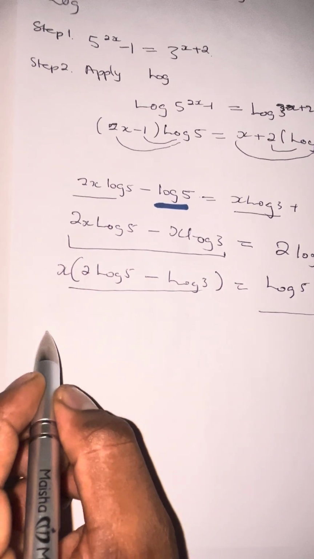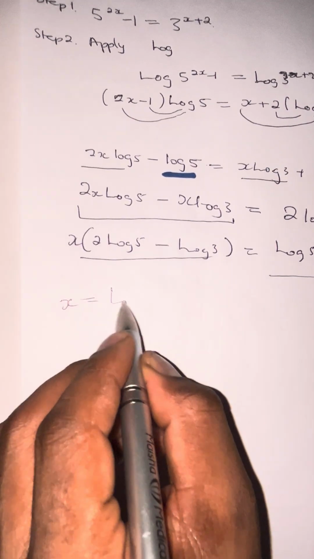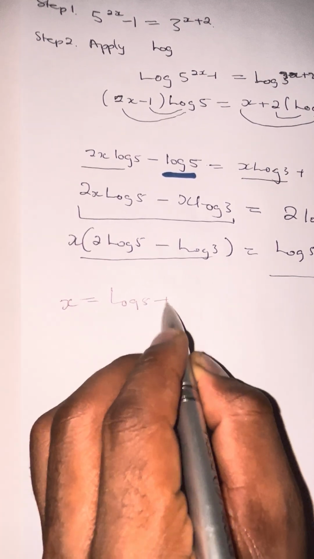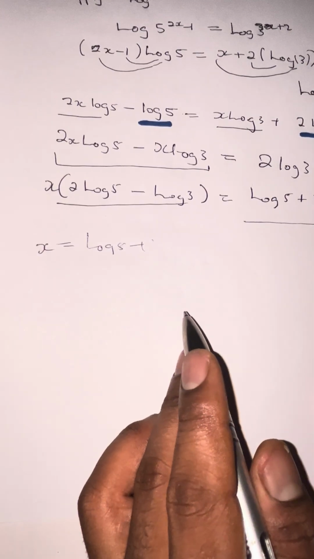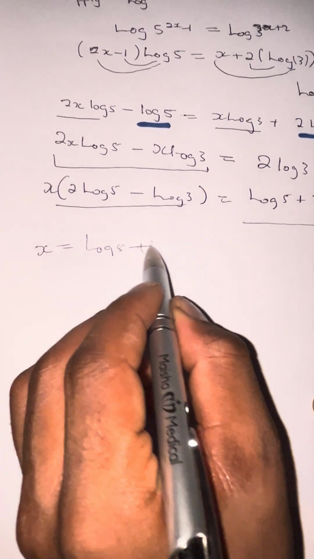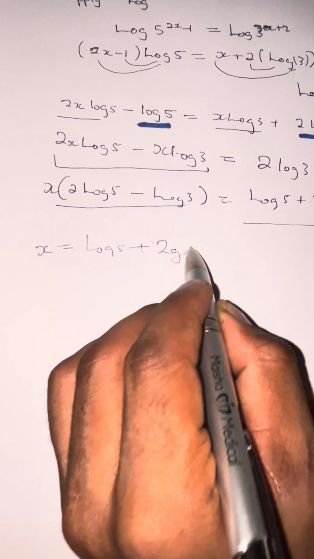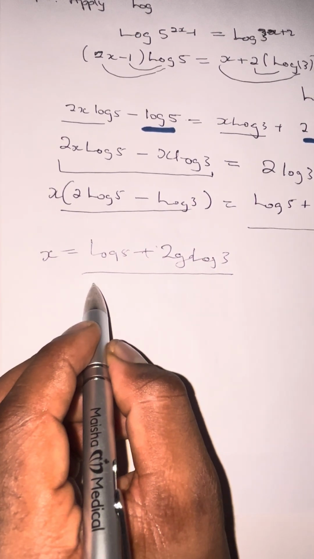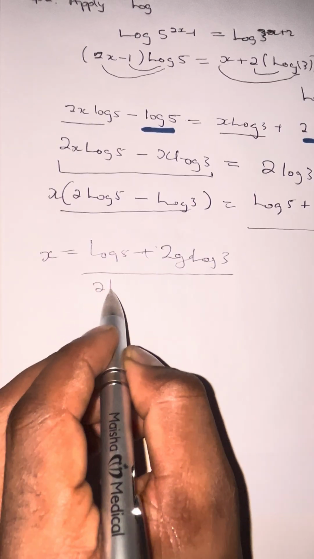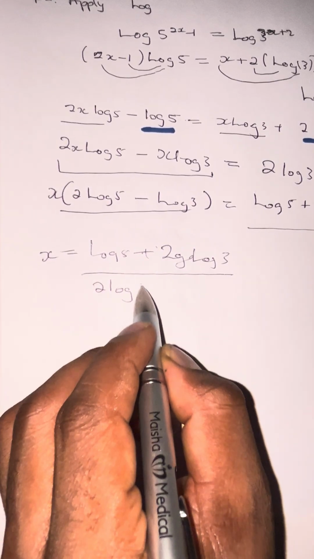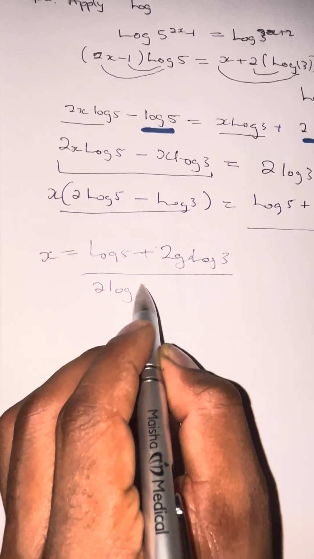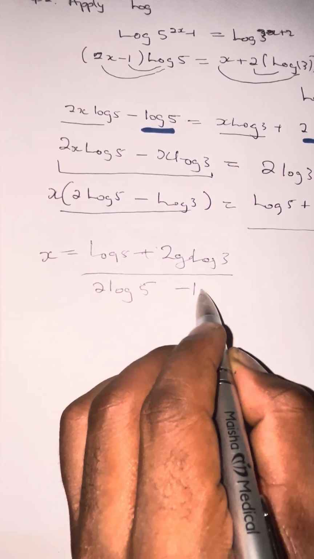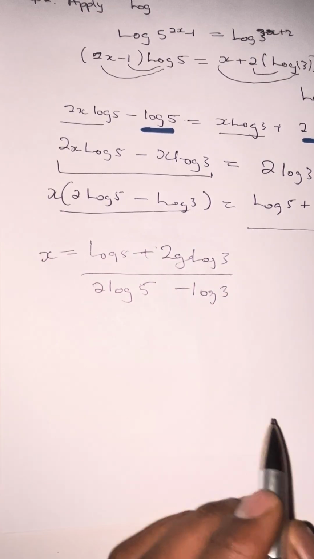We are going to be left with x is equals to (log 5 plus 2 log 3) all divided by (2 log 5 minus log 3).